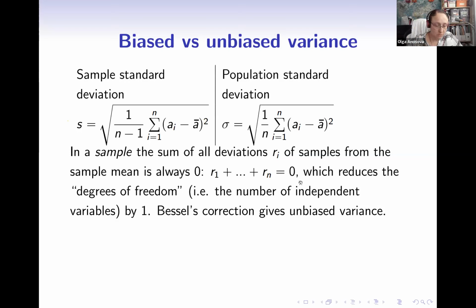which in fact reduces the degrees of freedom, because one of the deviations can always be represented through the rest, which means that the number of independent deviations will not be n anymore, but one less, n minus 1. And it turns out that Bessel's correction indeed takes into account not n, but n minus 1 values and gives unbiased variance.